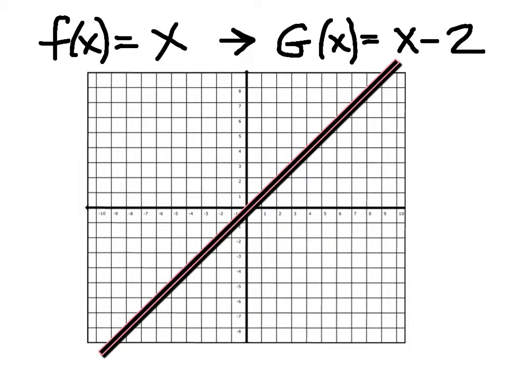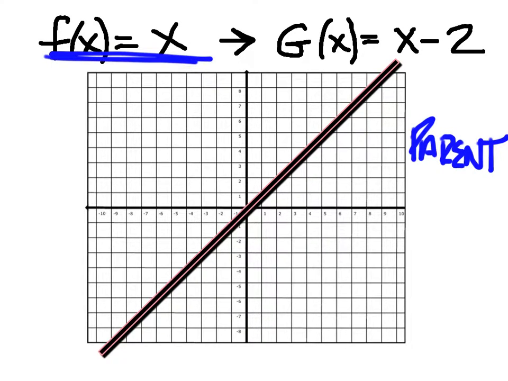For example, the parent function, parent as in your parent. The parent function is this, f of x. F of x equals x. That's the function you're starting with, and that's what is graphed here on the screen. That's the diagonal line. But if you do something to that function, such as put a -2 behind it, then you must understand what that does to the graph.